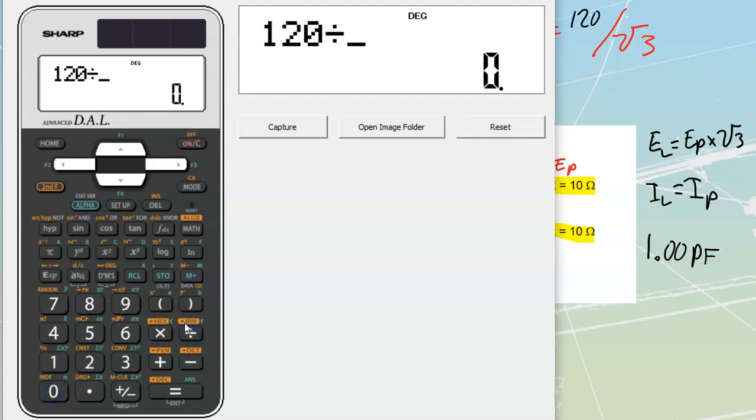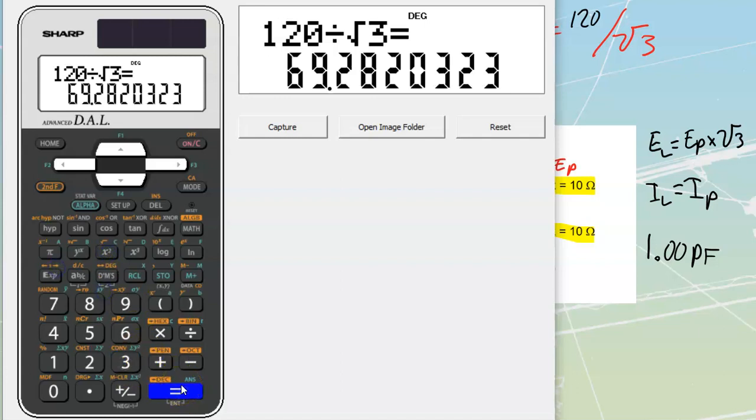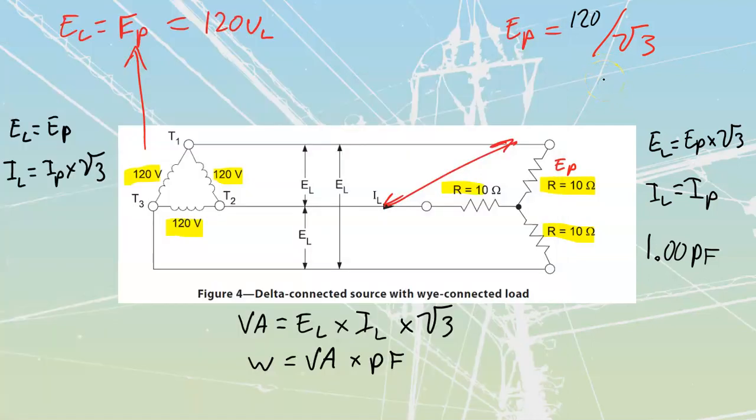120 divided by root 3 gives me a value of 69.28 volts. So my phase value of voltage is going to be 69 volts.